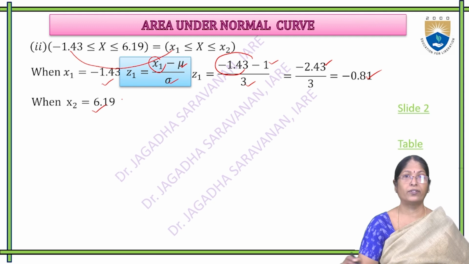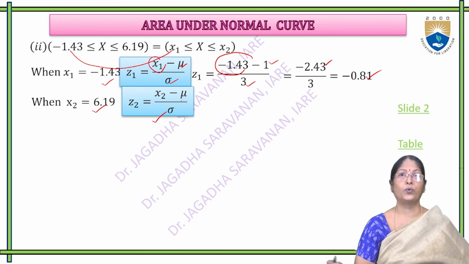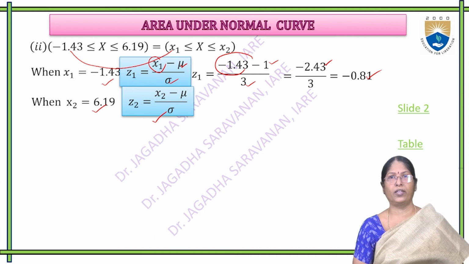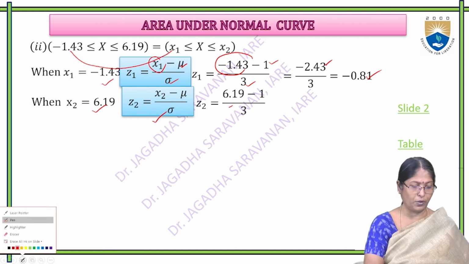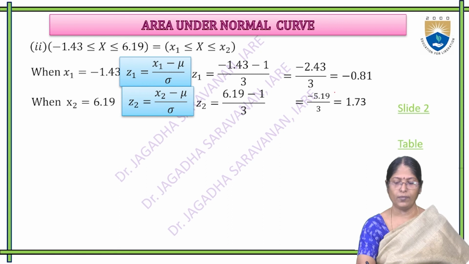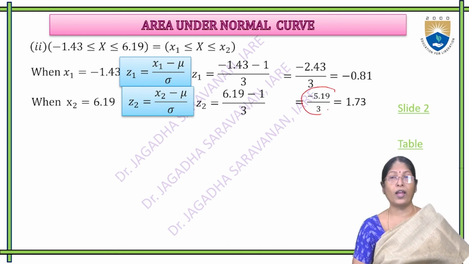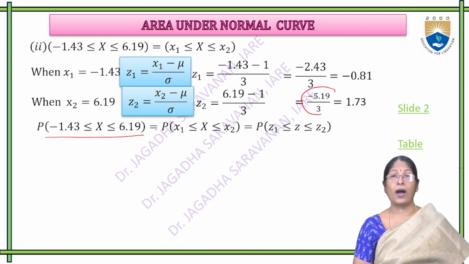The next point is x2 equal to 6.19. Z2 equals x2 minus mu by sigma. We are substituting the respective values. 6.19 minus 1 by 3, we obtained minus 5.19 by 3, which is equal to 1.73. The probability of minus 1.43 less than or equal to x less than or equal to 6.49.